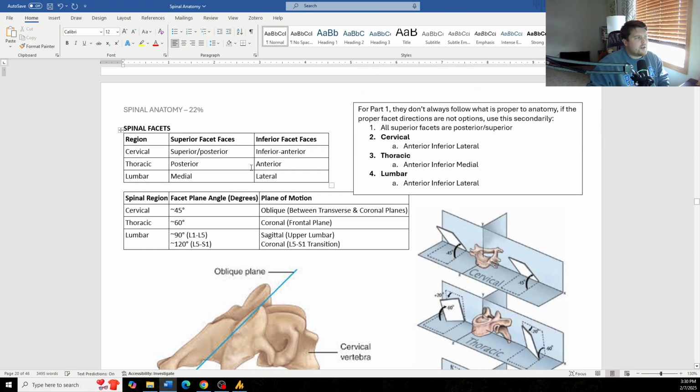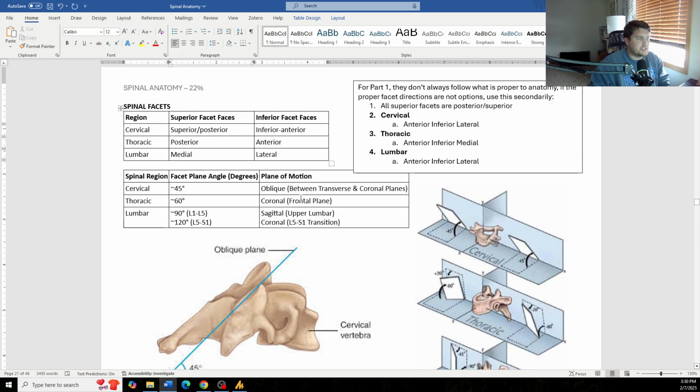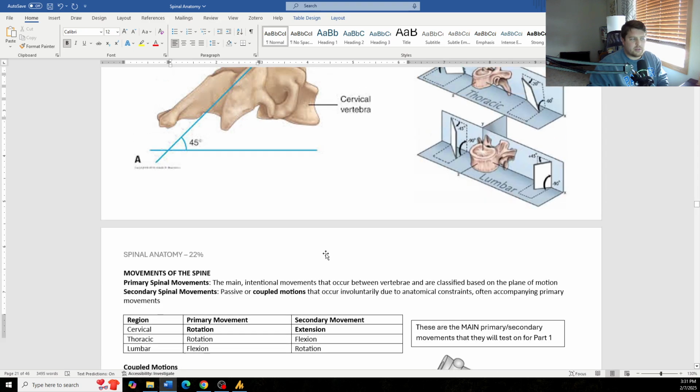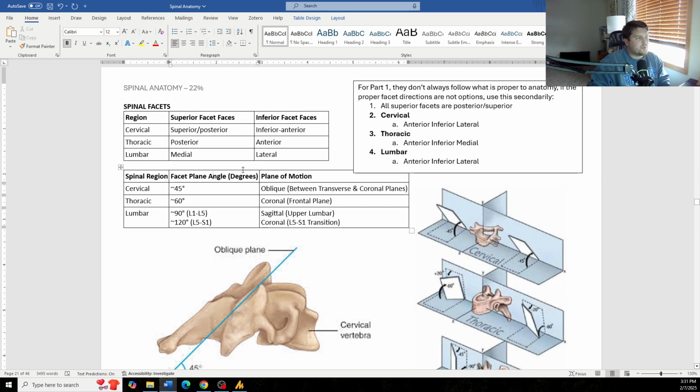Finally, we briefly mentioned a little bit about the facets. We're going to dive a little bit deeper into the facets. With this, we want to know two things. We want to know which direction the facets face, specifically the superior and the inferior facets as they go down the spine. And then we also want to know the facet plane angle in degrees, and then we'll talk about the spinal movements.